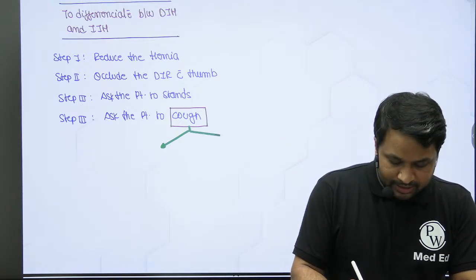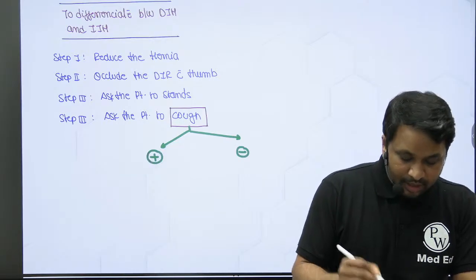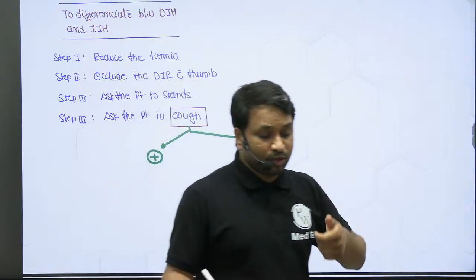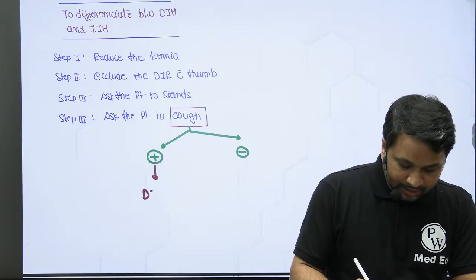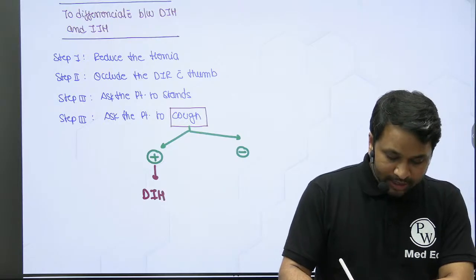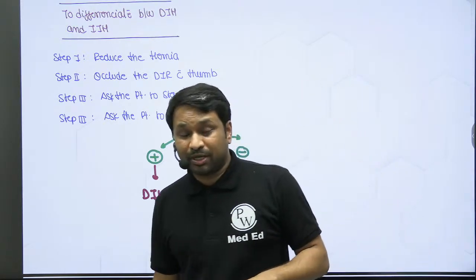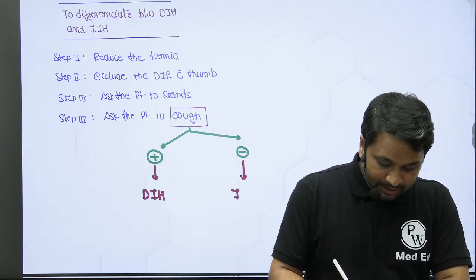On cough, either I can have a positive cough impulse or a negative cough impulse, right? Positive basically means that the swelling is able to appear even after occluding the deep inguinal ring. So that indicates that I am dealing with a direct inguinal hernia. On the other hand, if the swelling does not appear after occluding the deep inguinal ring, this indicates it is an indirect inguinal hernia.